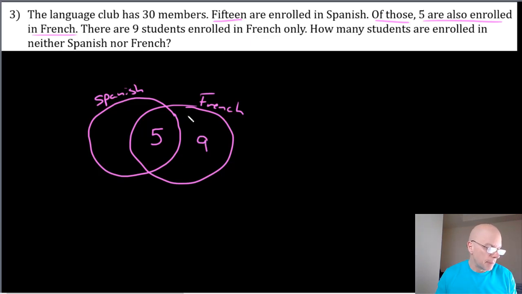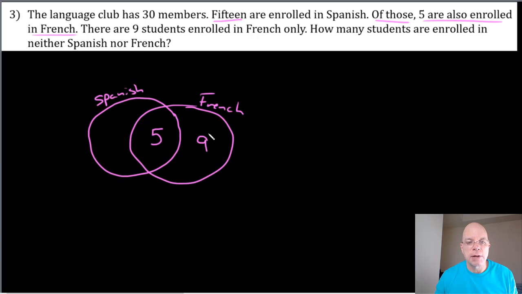In fact, if you look back at number 2, there's a clue that said 63 have garages only, and so that could go in the garage only section. That's a common misunderstanding when I grade this homework. So if you want to look back at number 2 after this video, you can.